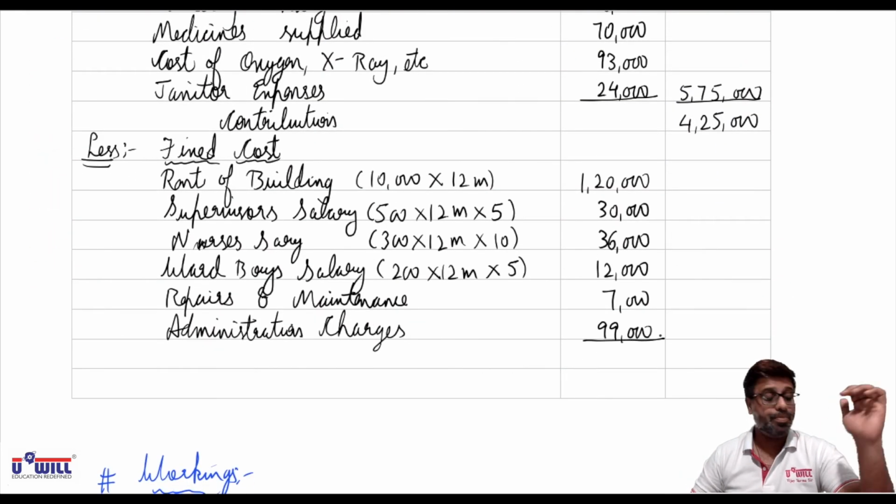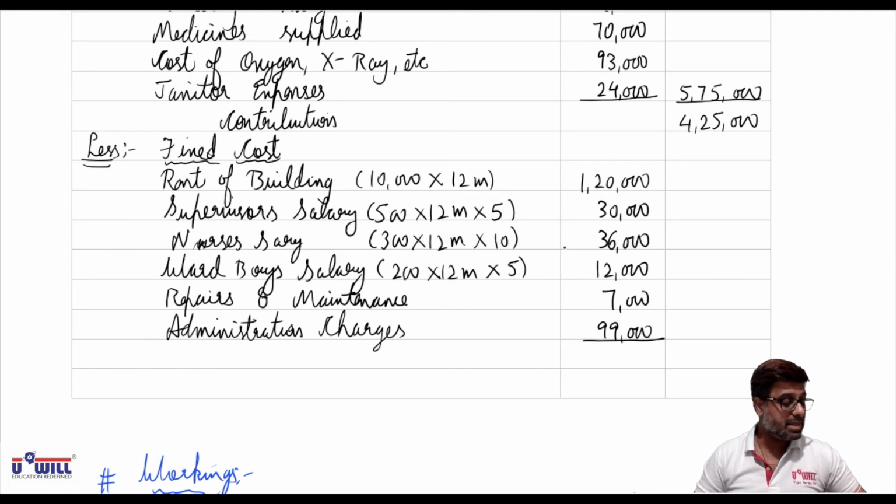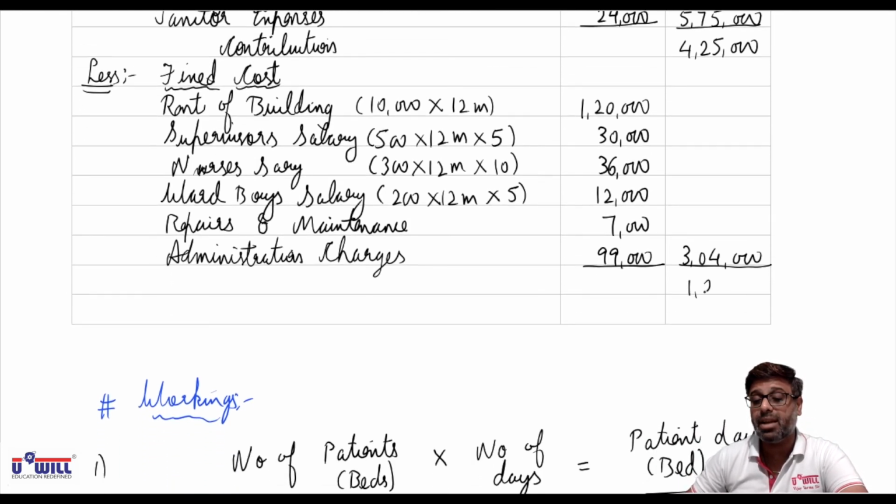So the total would come to 1,20,000 plus 30,000 plus 36,000 plus 12,000 plus 7,000 plus 99,000. That comes to 3,04,000. You all can cross check that. From 4,25,000, if you subtract 3,04,000, then 1,21,000 is the final amount of profit.